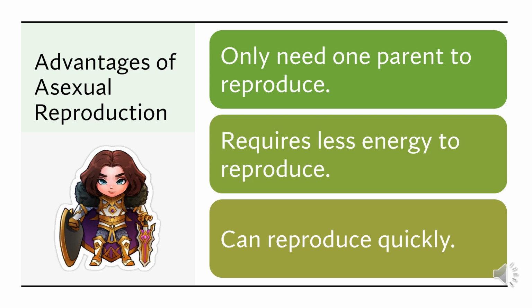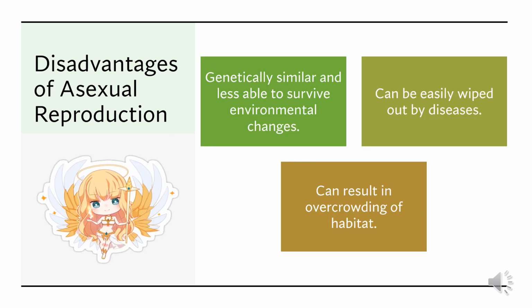Asexual reproduction also has its advantages like: 1. It only needs one parent to reproduce. 2. It requires less energy to reproduce. 3. It can reproduce quickly. However, asexual reproduction has its disadvantages too. The offspring are genetically similar and they are less able to survive environmental changes. They can easily be wiped out by diseases, and because it reproduces very quickly, it can result in overcrowding of habitat.